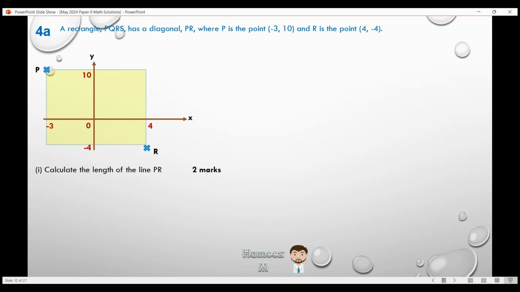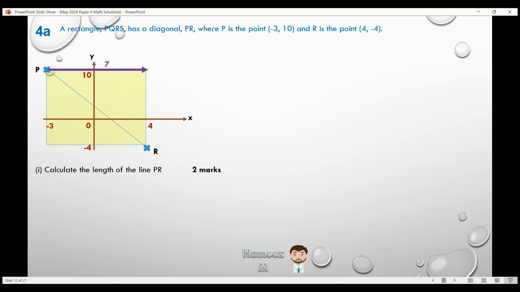Calculate the length of the line PR. So if we consider the line PR, then we can think of it as being the diagonal across that rectangle, and we could picture it from a right angle triangle's perspective, where we move from P to the right. And how much are we moving? P is at -3, and if we go straight across to be in line with R, we're moving from -3 to 4. So -3 to 4 is a total of 7 to the right, so that's +7.